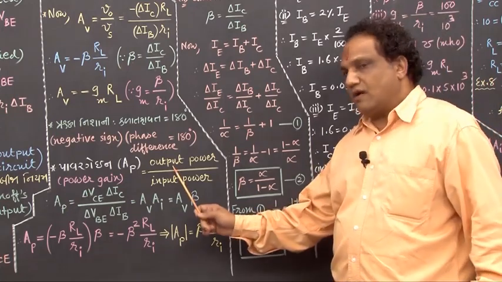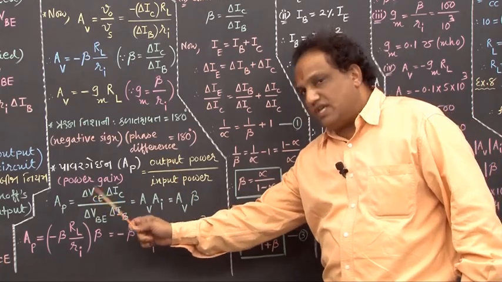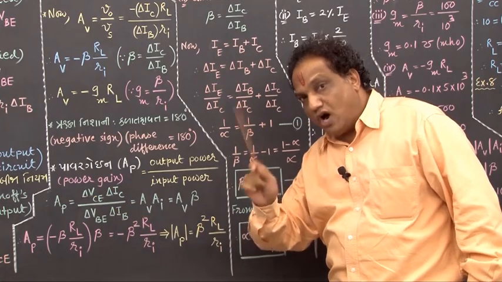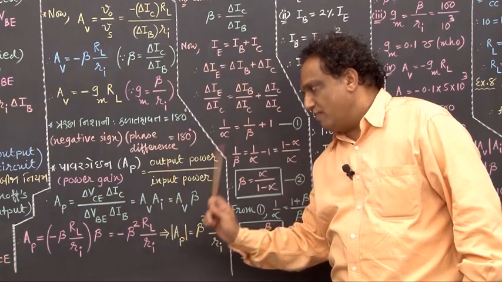Because you are talking about the output part of the circuit, we should write change in collector voltage into change in collector current. These both quantities belong to the output part of the circuit. That's why such a product of voltage and current will give you output power.